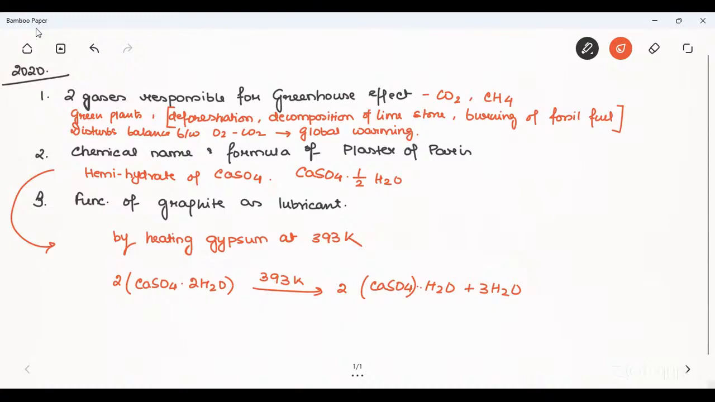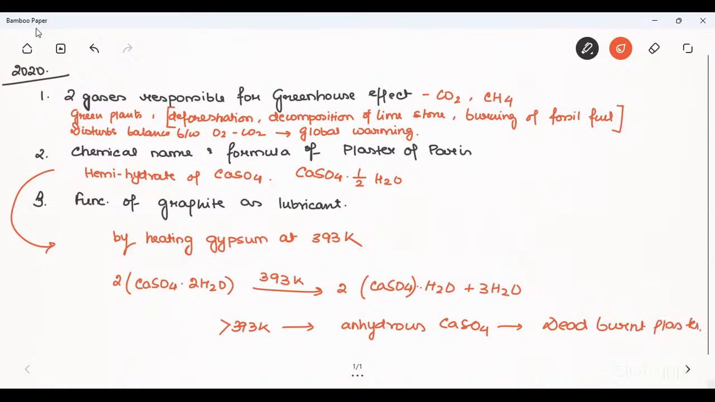If this temperature is greater than 393 Kelvin, then anhydrous CaSO4 is formed, and not hemihydrous CaSO4. Anhydrous CaSO4 will be formed, and this is called the dead burnt plaster.